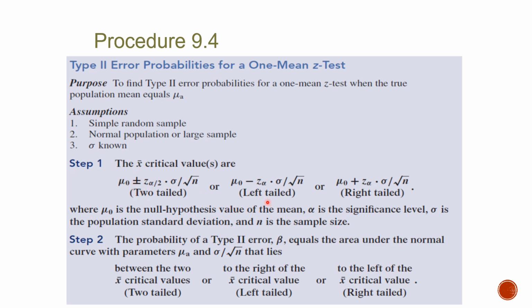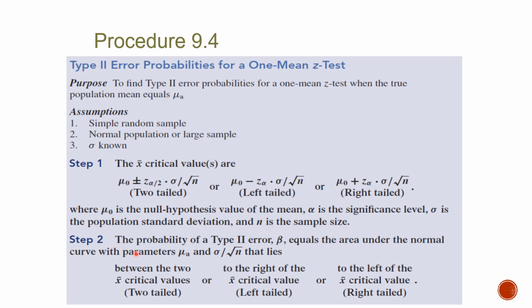If it is a left tail test, then the formula has a minus and it's just z of alpha, not alpha by 2. And if it's a right tail test, the formula has a plus and it's again z of alpha because it's a one-sided test. All right, the formula will be provided to you in the formula sheet. You just have to look it up, and based on what type of tail it is, you will just need to apply the correct formula. So these are the formulas to use, where mu sub 0 is the null hypothesis value of the mean, alpha is the significance level, sigma is the population standard deviation, and n is the sample size.